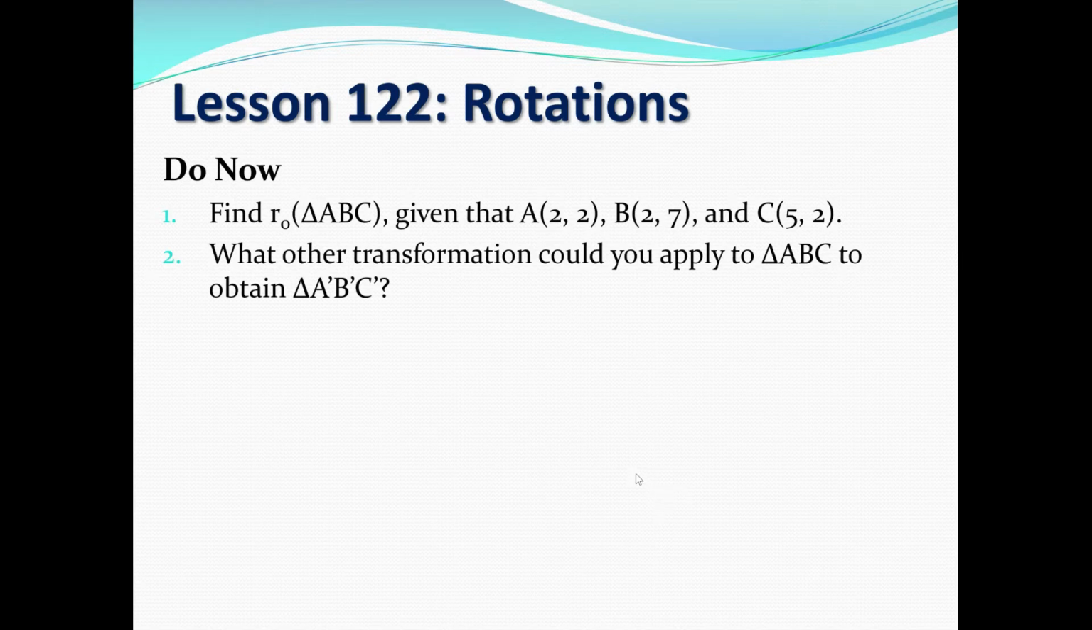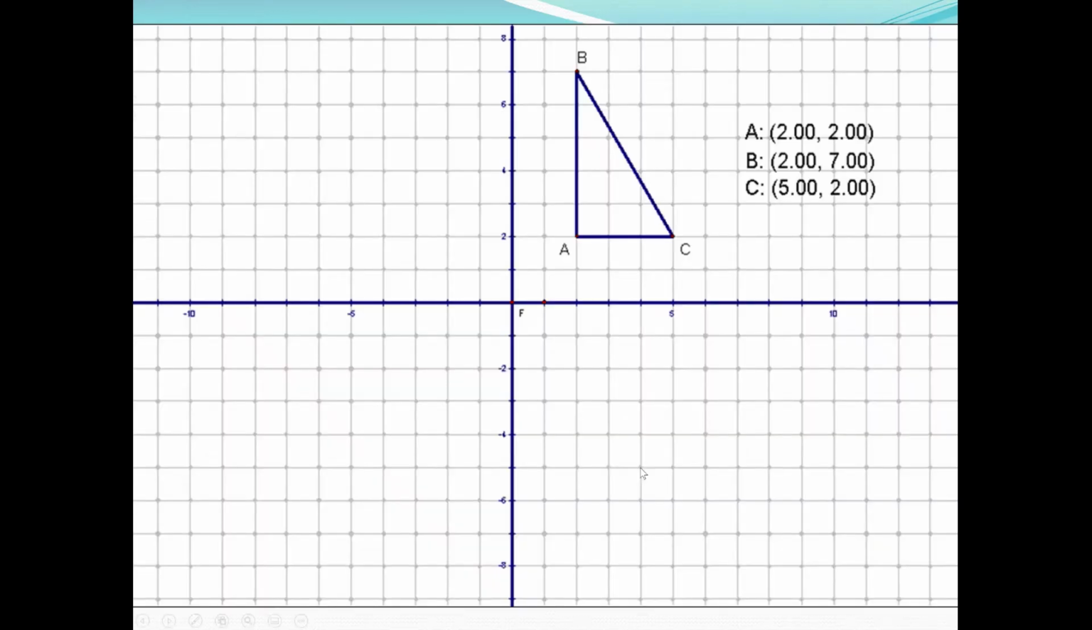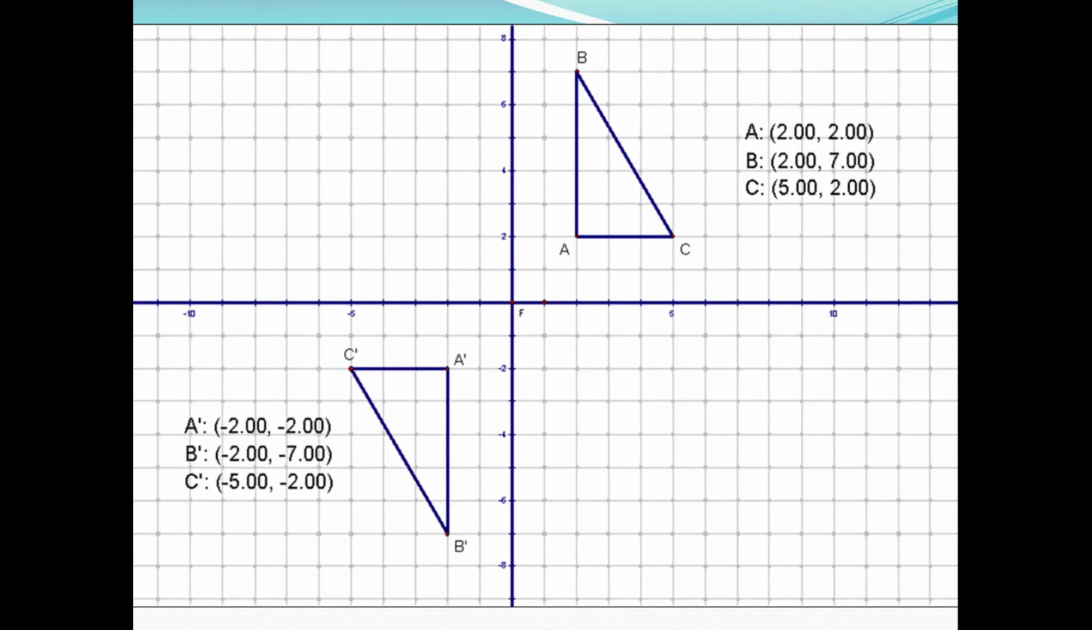So let's graph this first. So let's plot the points A, B, and C. So there you go, we have this triangle here, okay? With the respective points A, B, and C. Now, according to the do now, we want to reflect this over the origin to obtain this triangle here. That's the image. So we have A prime is (-2, -2), B prime is (-2, -7), and C prime is (-5, -2). As you notice, when you reflect an object over the origin, you negate the x and y coordinate for each of the points.